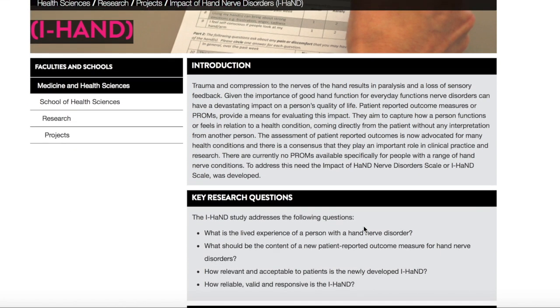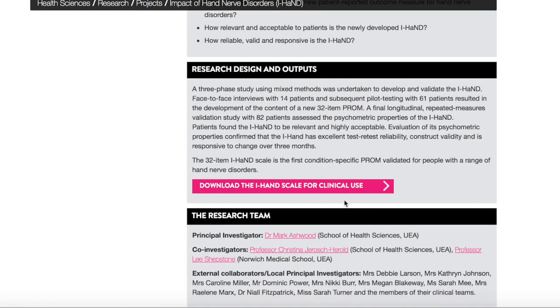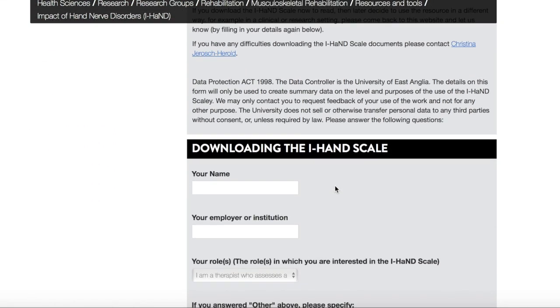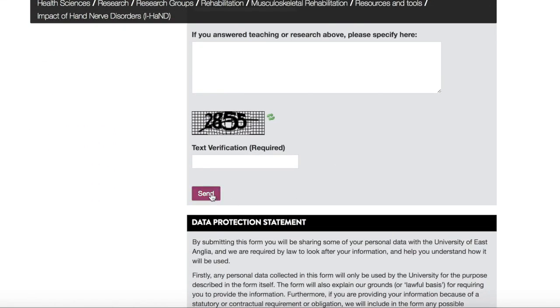The I-HaND can be downloaded through the University of East Anglia's website. In order to receive a copy of the scale, a form must be completed with some personal information and the purpose of use.